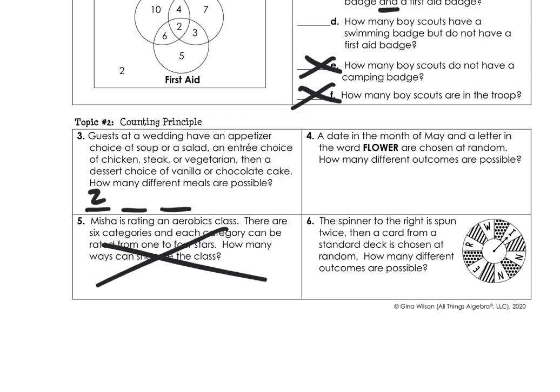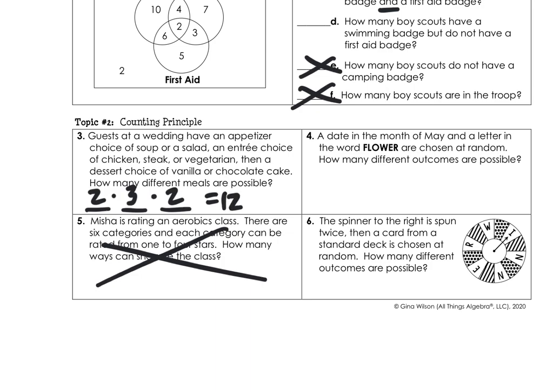Then I get to choose my dinner: chicken, steak, or veggie. So I have 3 choices for my dinner. And for dessert, I have 2 types of cake to choose from. What do we do with those 3 numbers? Always multiply. And so here we would have 12 possibilities.